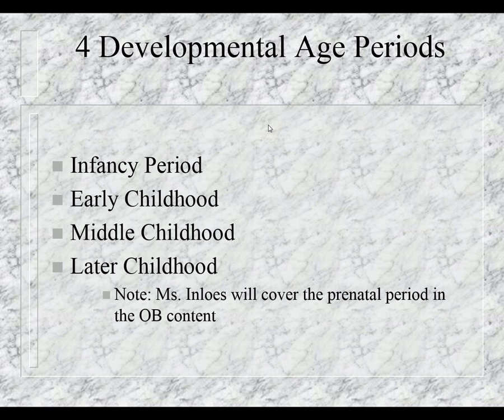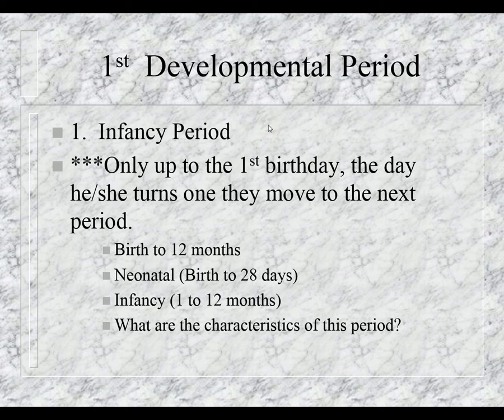There are 4 developmental age periods. There is infancy, early childhood, middle childhood, and later childhood. Now, Miss Enlows will cover all the prenatal stuff in her OB content. So if you look on page 65 of your book, it gives you a big overview of these periods, and we'll go over them. In infancy, only up to their first birthday, so birth to 1 year, is the day from birth to 12 months, or the day they turn 1. After they turn 1, they move to the next stage.